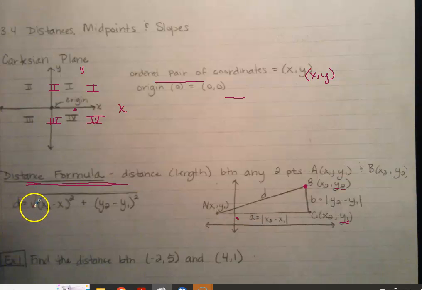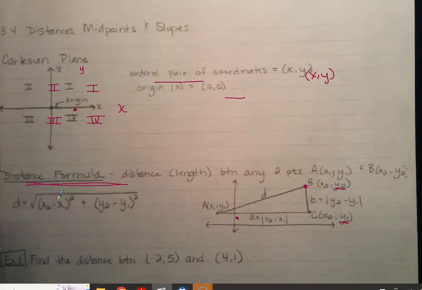Okay, so the distance formula is the square root of the quantity x2 minus x1 squared plus the quantity y2 minus y1 squared. Okay, so we're replacing numbers. We're going to substitute numbers in for every part of this to solve for the distance.